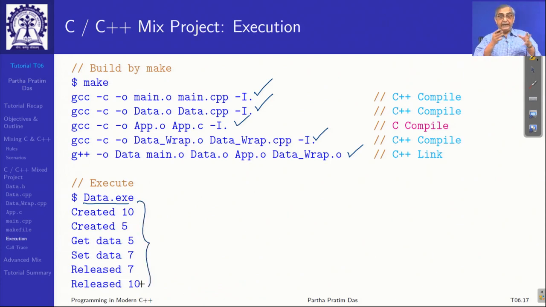It says created 10. What was 10? 10 was the static object outside of main. So, that is created first. Then the object that main asked to be created, then get, set, all these have happened. Then the object created from main is released through the release, and finally, the static object is released. So, this is what goes on in the actual execution.